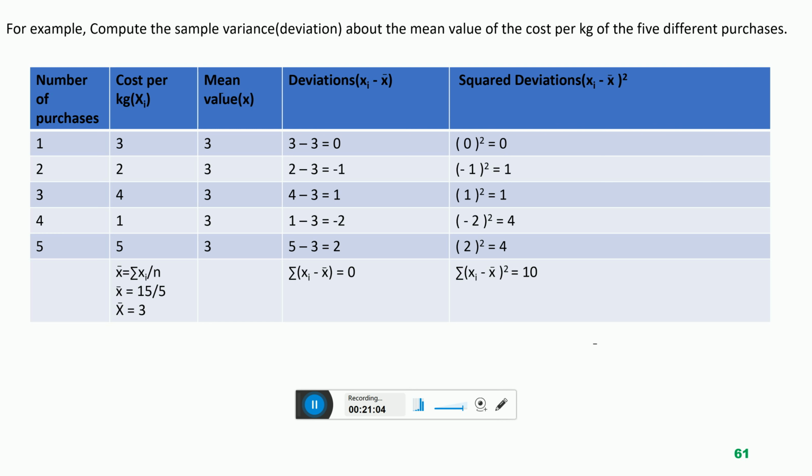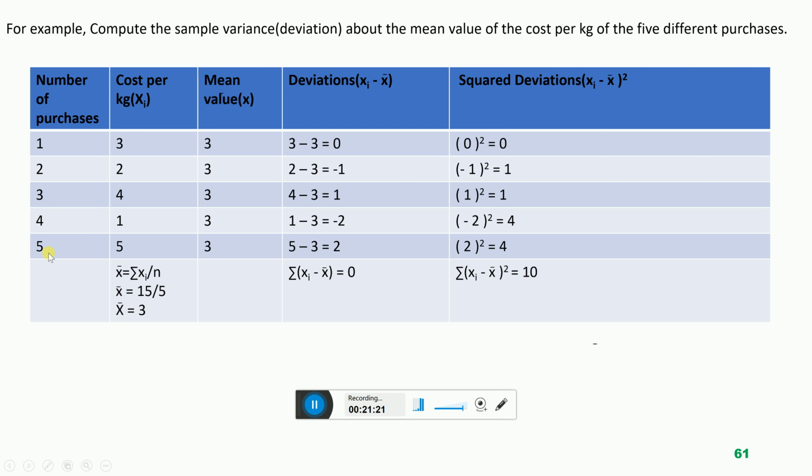the variability about the mean value of the cost per kg of the 5 different purchases. So compute the sample variance for the cost per kg of the 5 different purchases.